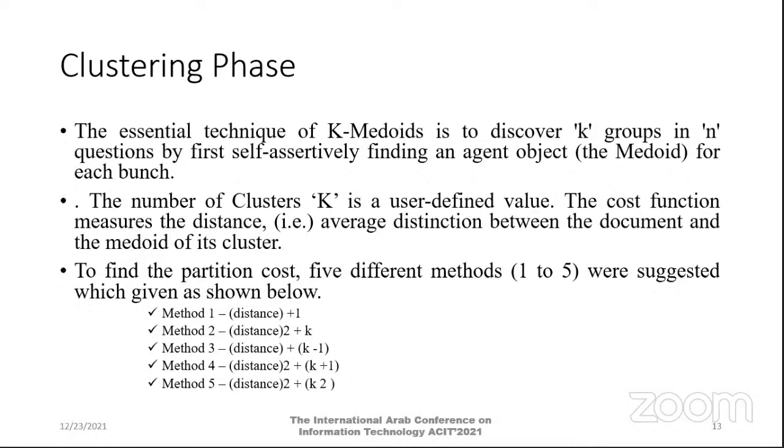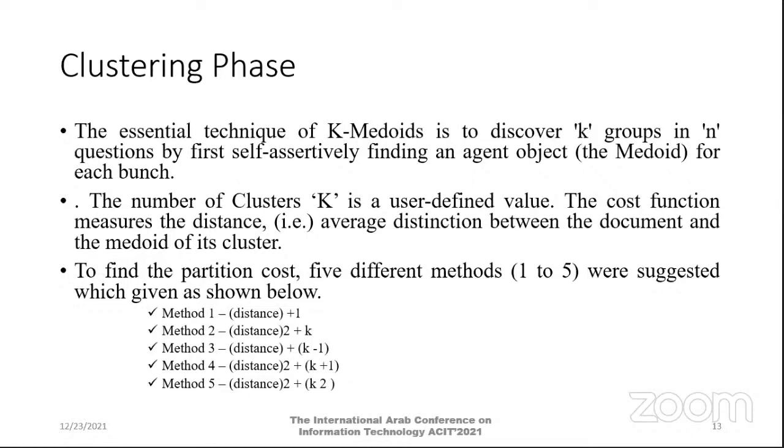Whatever questions are asked in those online systems, it will find the K-medoids for each bunch. When we are finding the K-medoids, we need to find the cost function for the distance between two documents. So I need to find the distance between the two documents, and I will keep K as a cost function here.